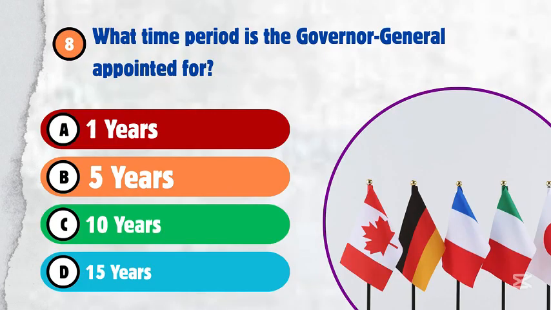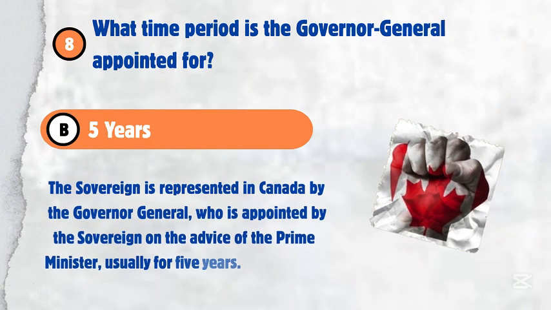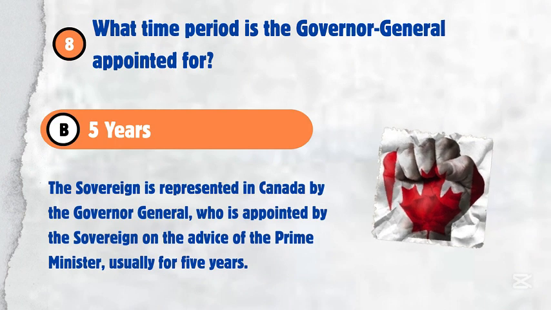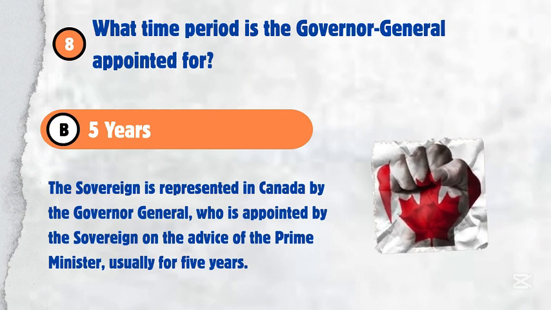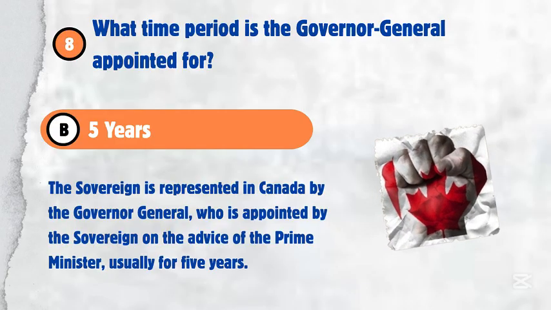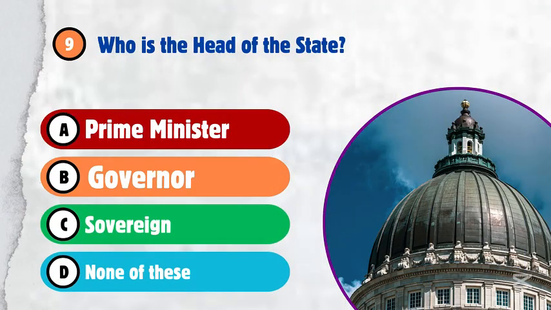8. What time period is the Governor General appointed for? A. 1 year. B. 5 years. C. 10 years. D. 15 years. Answer: B. 5 years. The Sovereign is represented in Canada by the Governor General, who is appointed by the Sovereign on the advice of the Prime Minister, usually for 5 years.